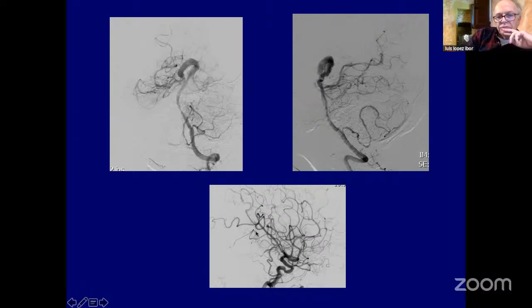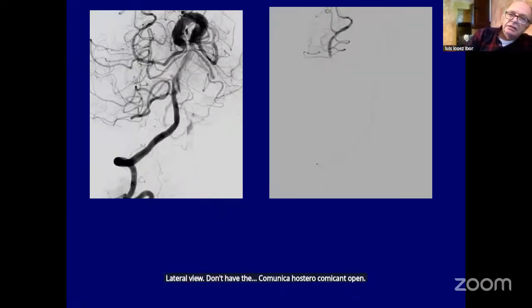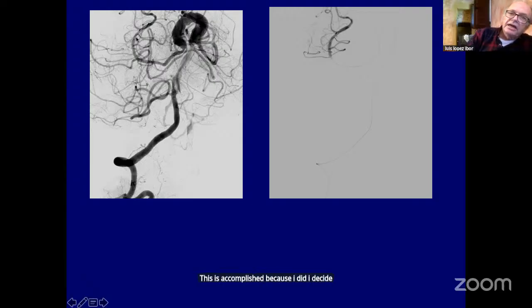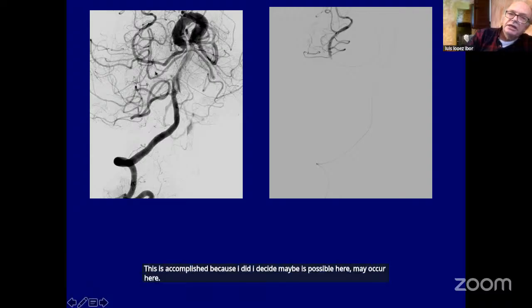Lateral view, no posterior communicant open. I decide to treat with the Leo stent, from the distal part to the proximal part. You see here very well the posterior cerebral artery and superior cerebellar artery. This is complex because I decide external-internal anastomosis maybe is possible here, maybe here. I don't know, in the same time it's possible.